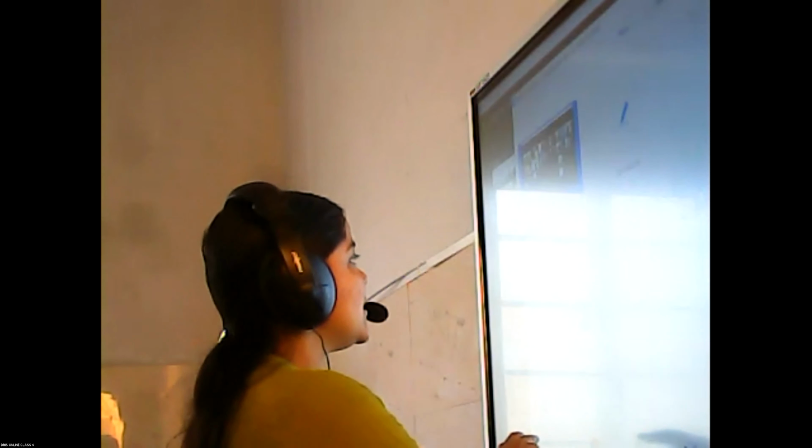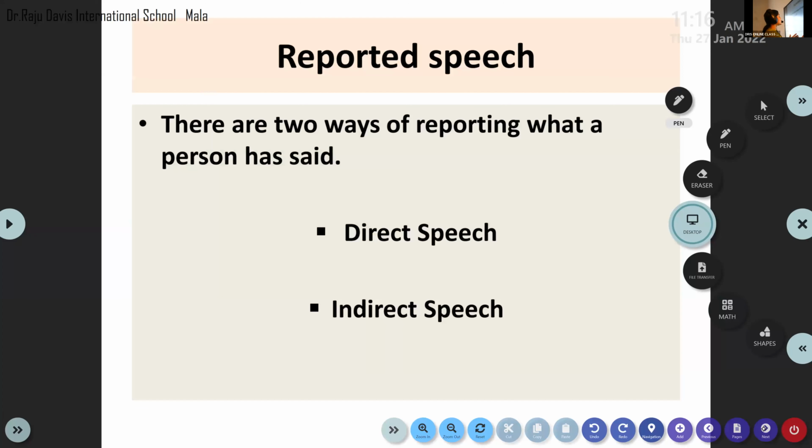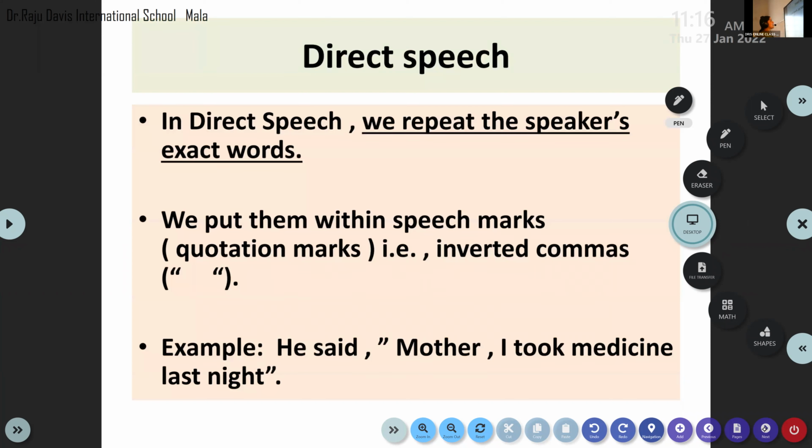Okay, there are 6 points to remember, we said, isn't it? We just started with the tense changes, right? I said direct way and indirect way of reporting are the methods of reporting what a person has said. There are 2 ways of reporting, direct speech and indirect speech. Very clear? Let me discuss this point once again.